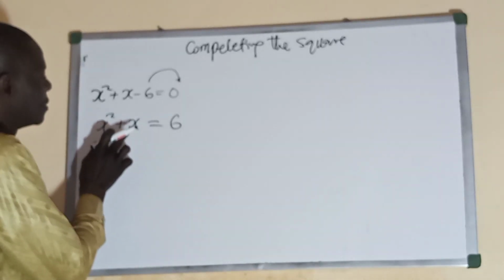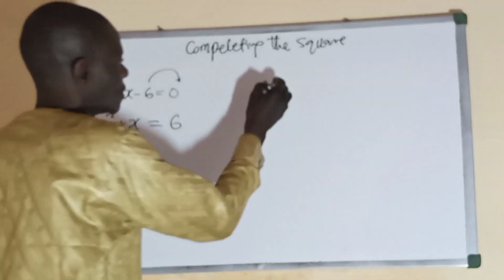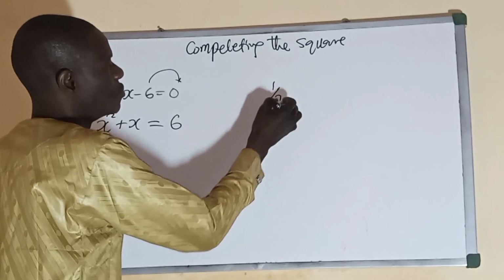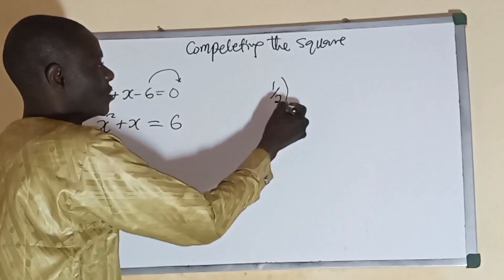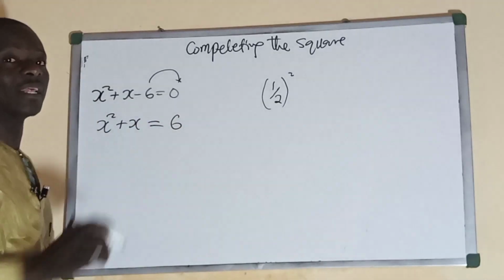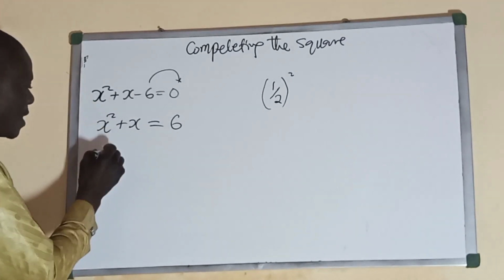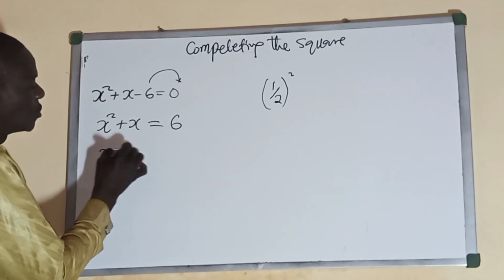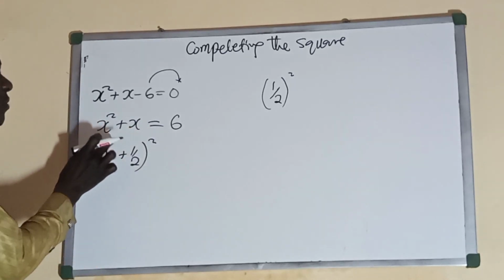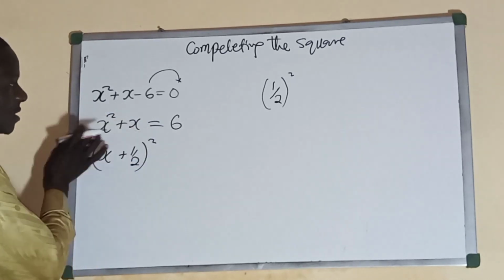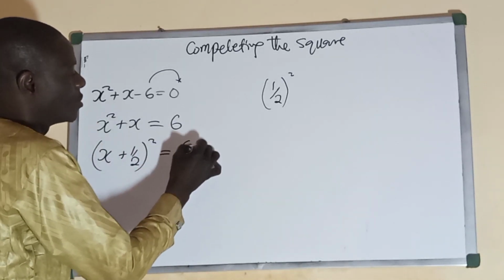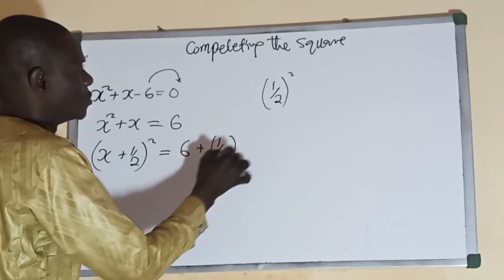Here the coefficient of x is 1. Can you see it? We have to divide it by 2, then square it, and then add it to both the left hand side and the right hand side of the equation. So here we have x plus 1 over 2, and we put everything in square. I hope we are following. We now make this side a square. Then we have equals 6 plus 1 all over 2 squared.